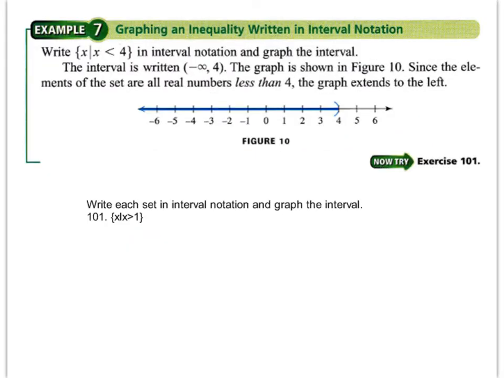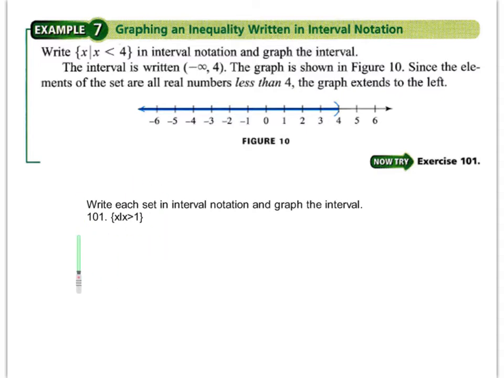So here's another example of that. They give us the set builder notation, set of all elements x such that x is less than 4. Write it in interval notation and graph the interval. Again, this is another one of our objectives, to be able to do this. So the interval is this way, -infinity up to 4. And I would maybe do this the other way. To me it's easier once you graph it to come up with the interval notation. You can do that however you want.